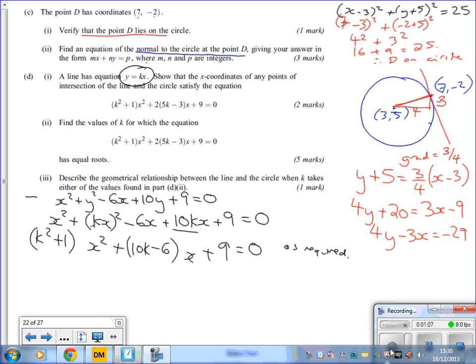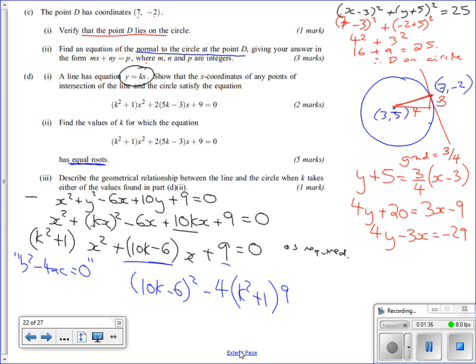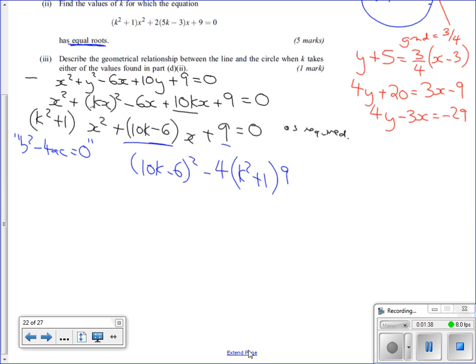Now what do we want? Equal roots. Well, equal roots is when b squared minus 4ac equals 0. B squared, that's that thing here, squared, minus 4 times a, which is the first bit, times c, that bit there. Well, we know what 4 times 9 is. That's going to be 36, isn't it? Going to need more room. Let's scroll down. Extend page. I haven't done that on any of these, have we?